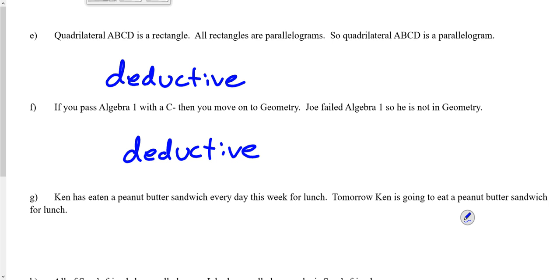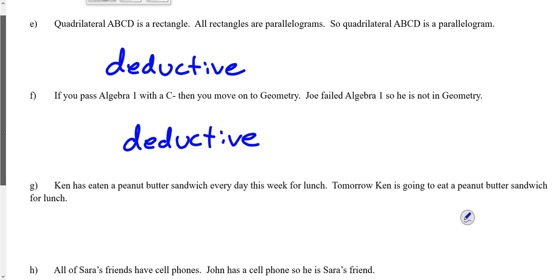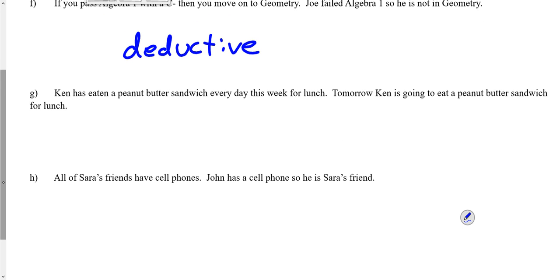And we're not talking about maybe Joe's parents complain enough and they get him into geometry. We're not talking about that situation. Of course, there's human error. But that is still the rule there: pass Algebra 1 with that C- to move on to geometry.